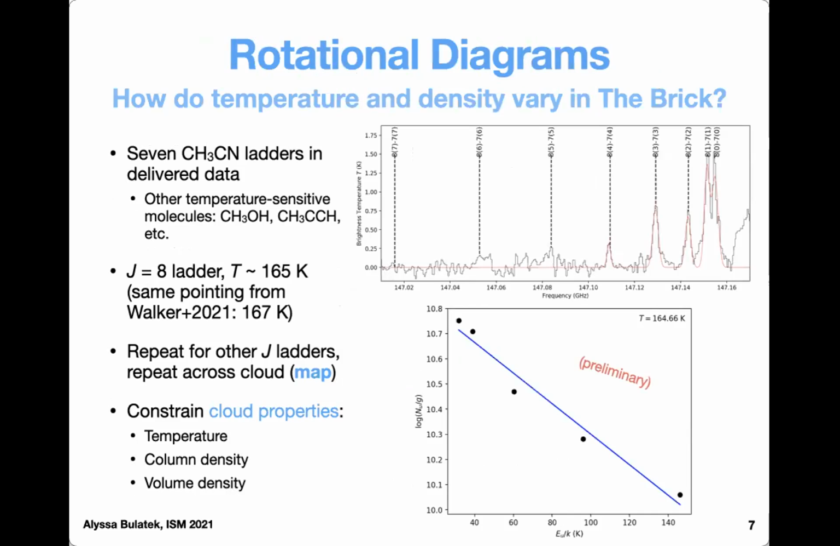And here I've created a rotational diagram using part of one of the ladders. I'll note this is a preliminary fit. It looks a lot like that undergraduate lab report plot without error bars from the talk earlier, but we managed to fit a temperature that's kind of close to Dan Walker's recent result for the same pointing in the brick. So ideally, if we repeat this for other methylcyanide ladders and repeat this for each pixel in our cube, we can make a temperature map of the cube, which can then allow us to get measurements of the column density and the volume density across our pointing.